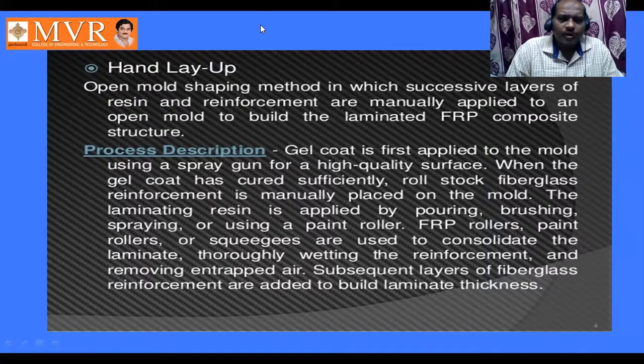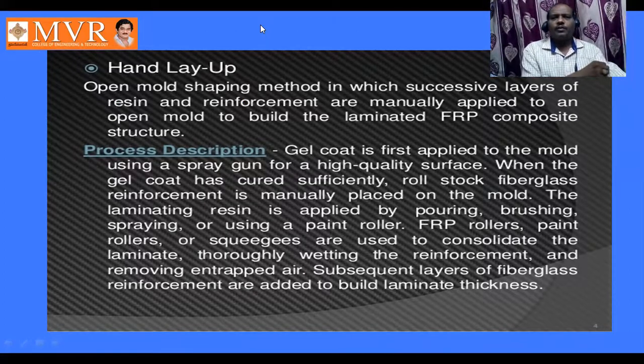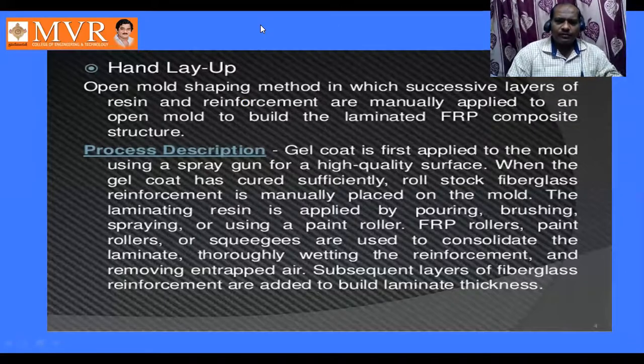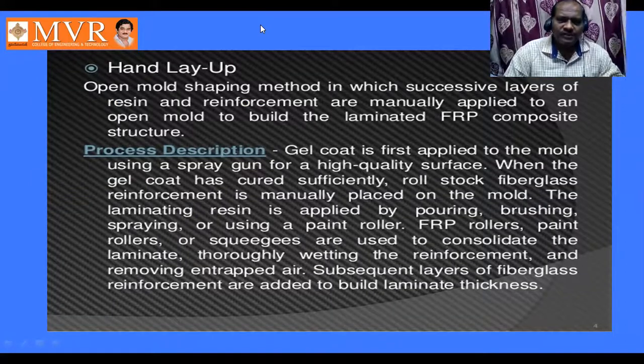Next, what is the process here? This process is described like this. Gel coat is first applied to the mold using a spray gun or a brush for a high quality surface. That means with the help of a brush or a roller brush or a strong pan type material, we can apply the gel coat. When the gel coat has cured sufficiently, roll stock fiberglass reinforcement is manually placed on the mold. That means we are going to take fiberglass reinforcement and manually place it on the mold.